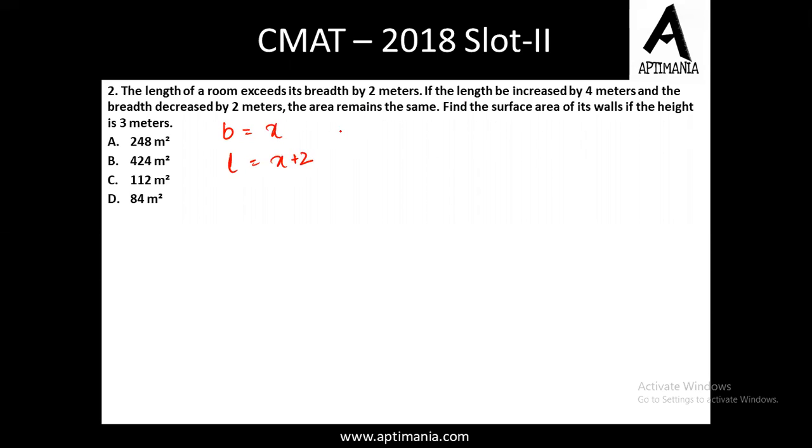Right. Now if the length is increased by 4 meters, so length is further increased by 4 meter, you can say length is x plus 6 now, and the breadth is decreased by 2 meters, so breadth is x minus 2 now. The area remains the same. For calculating the area of a rectangle, the formula is L into B. So in the first case, area was x into x plus 2, and in the second case, area will be x minus 2 into x plus 6.